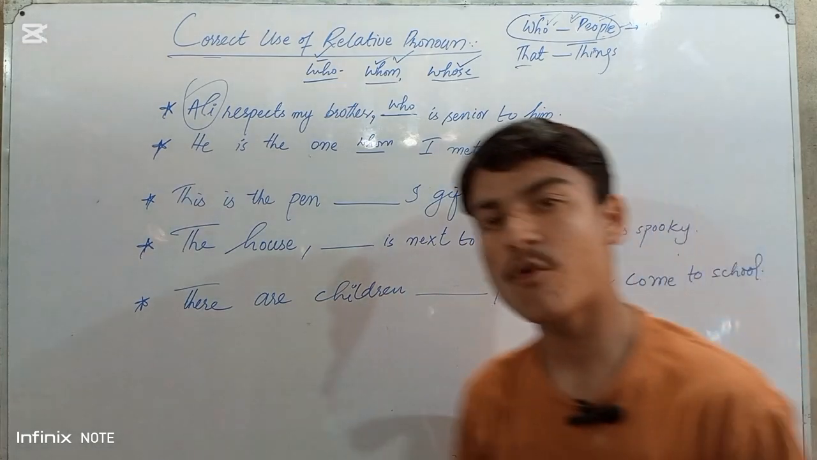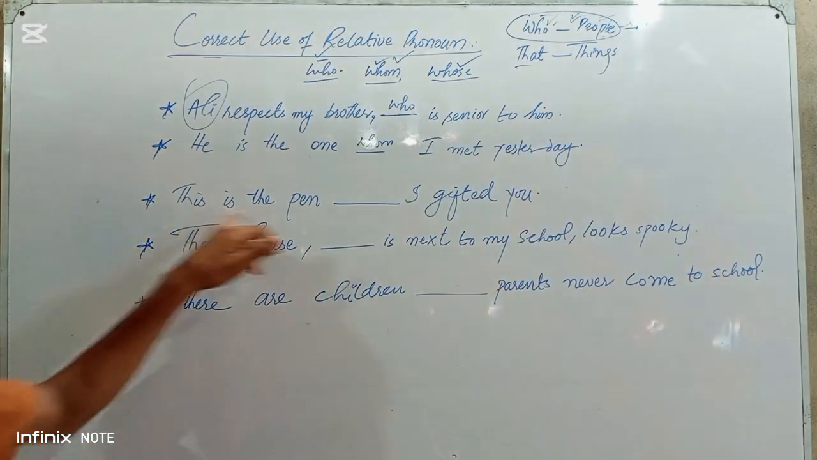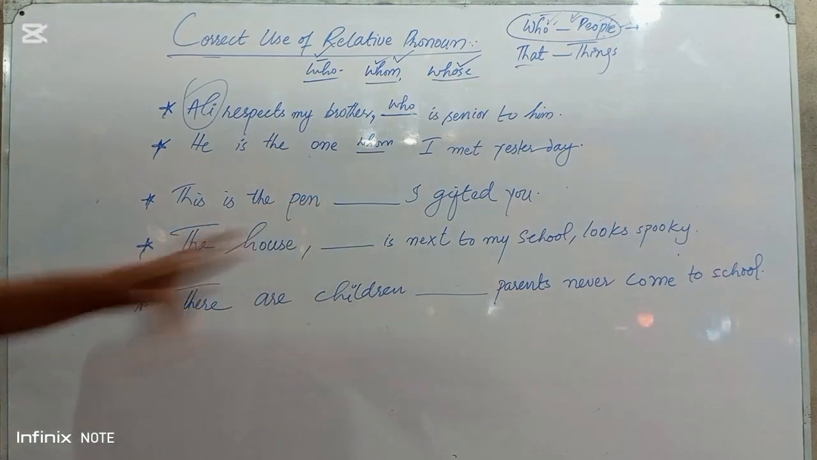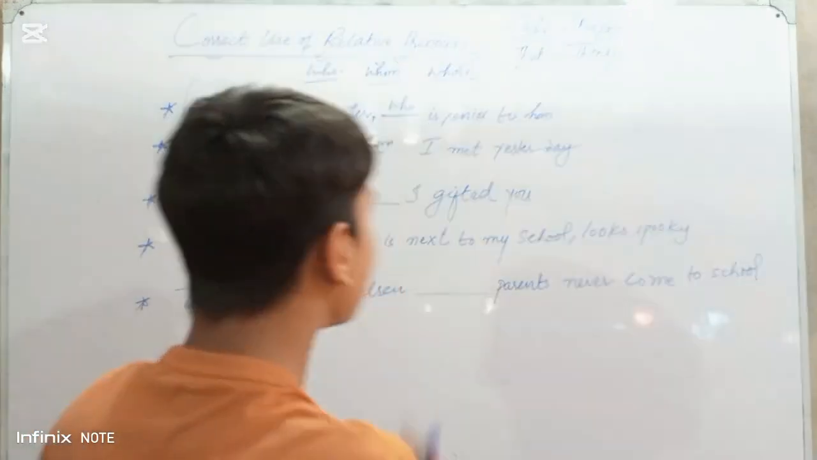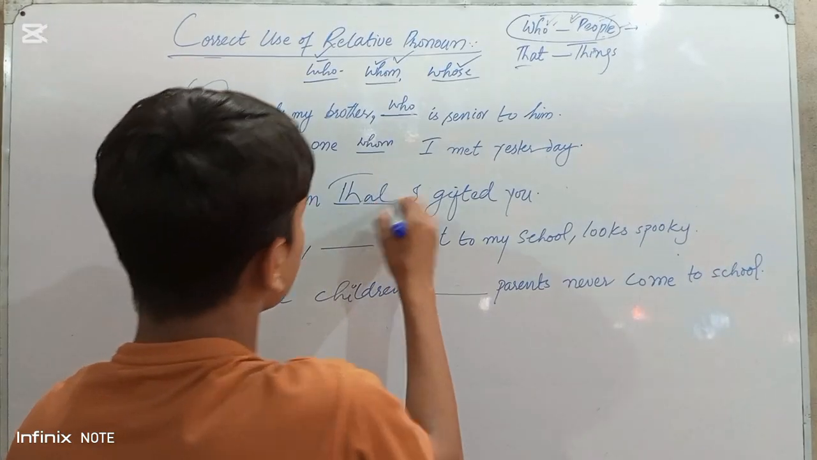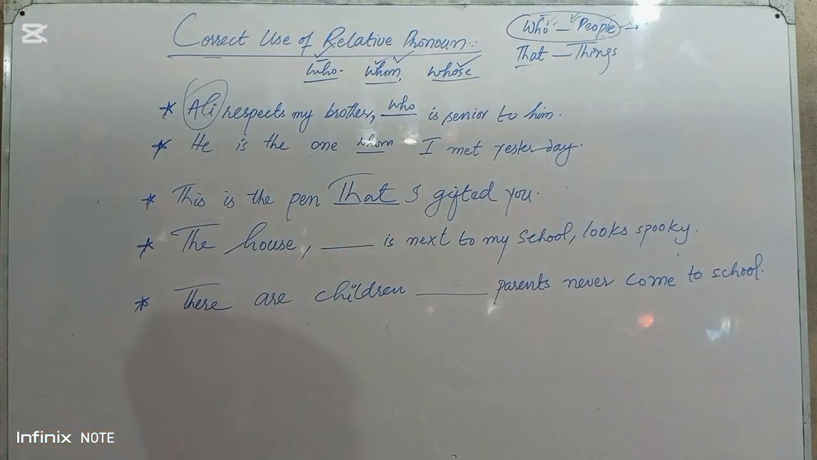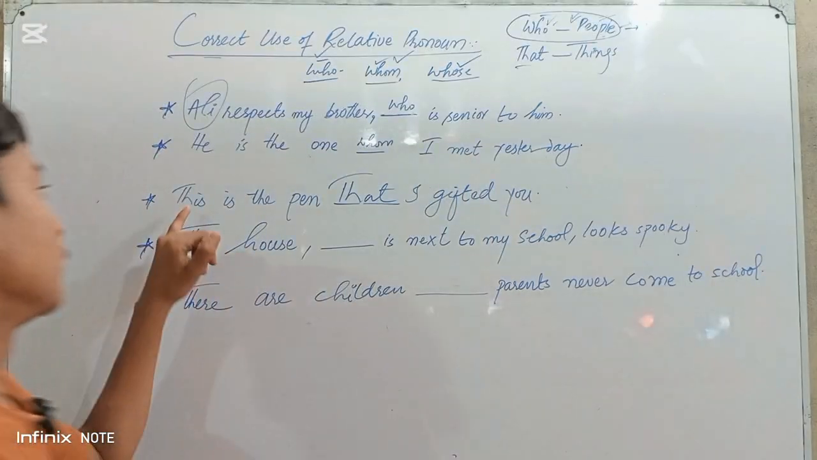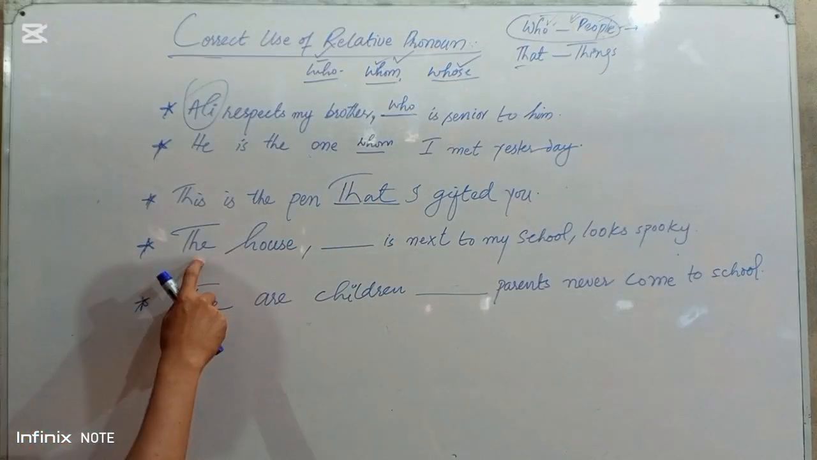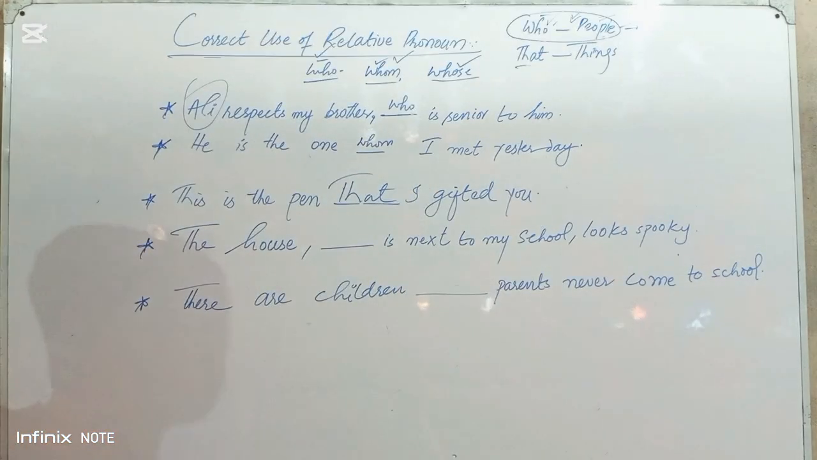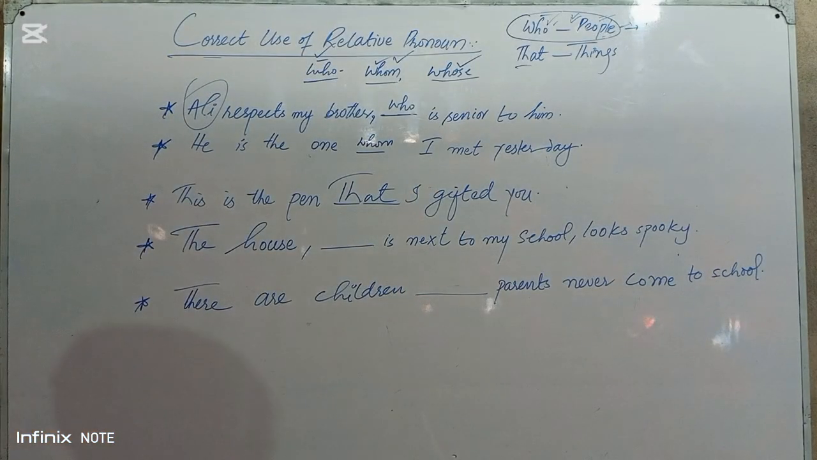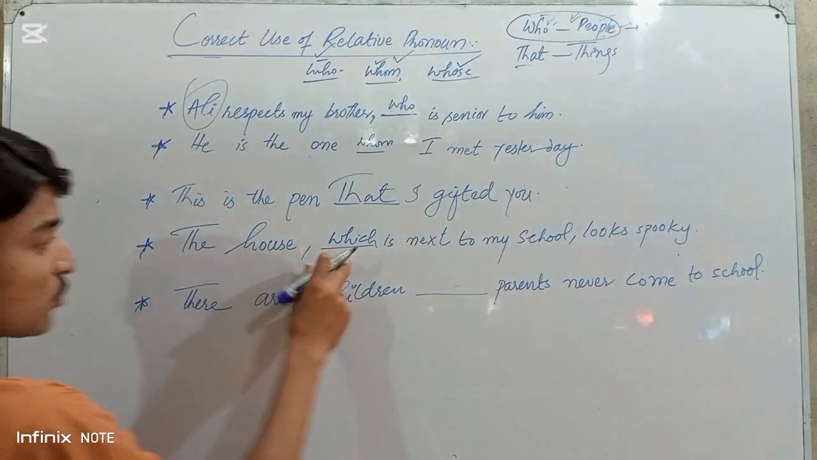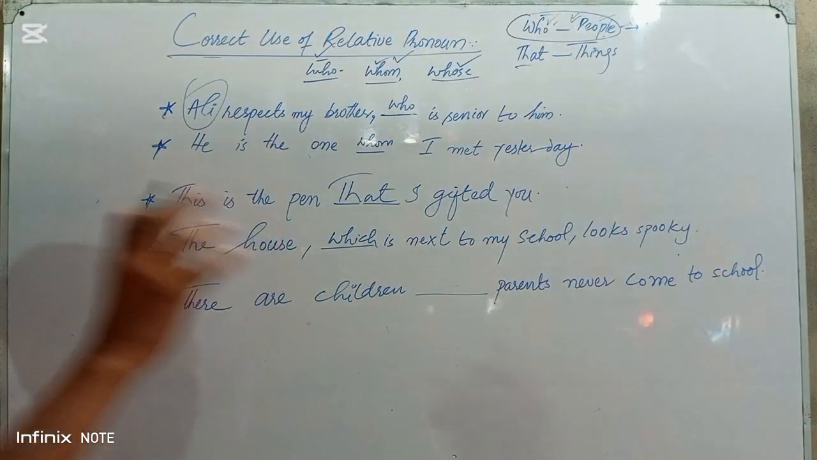This is the pen I gifted you. Pen is a thing. Then what will we use? That. This is the pen that I gifted you. The house next to my school looks spooky. Here we use which. The house which is next to my school looks spooky.